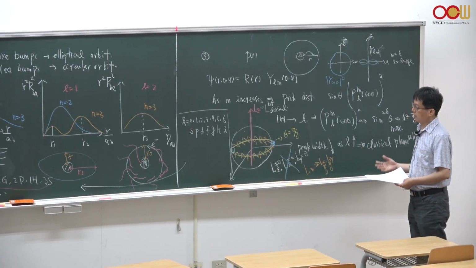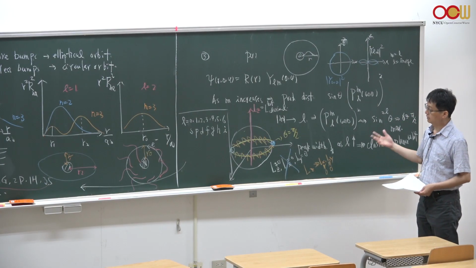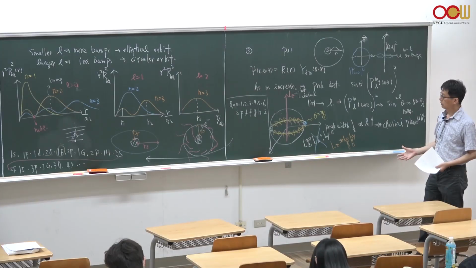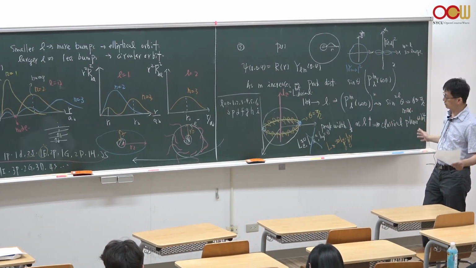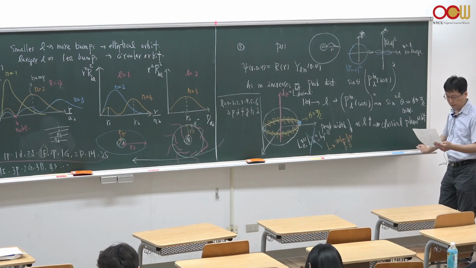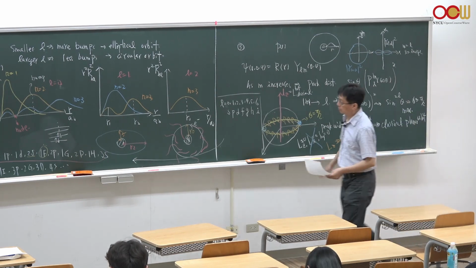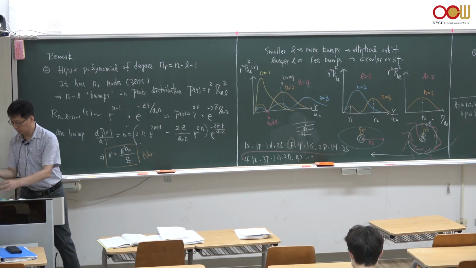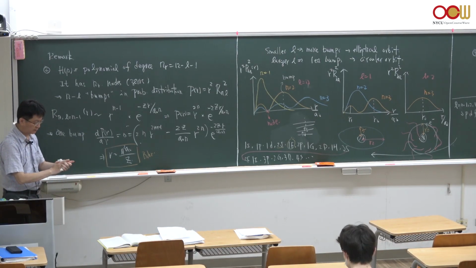In general, you now can understand, at least for hydrogen-like atoms, their eigenstates, their wave functions, and the probability distributions of these wave functions in three-dimensional space. So let's take a short break. When we come back, let me make a final remark regarding the degeneracies that we discussed previously.